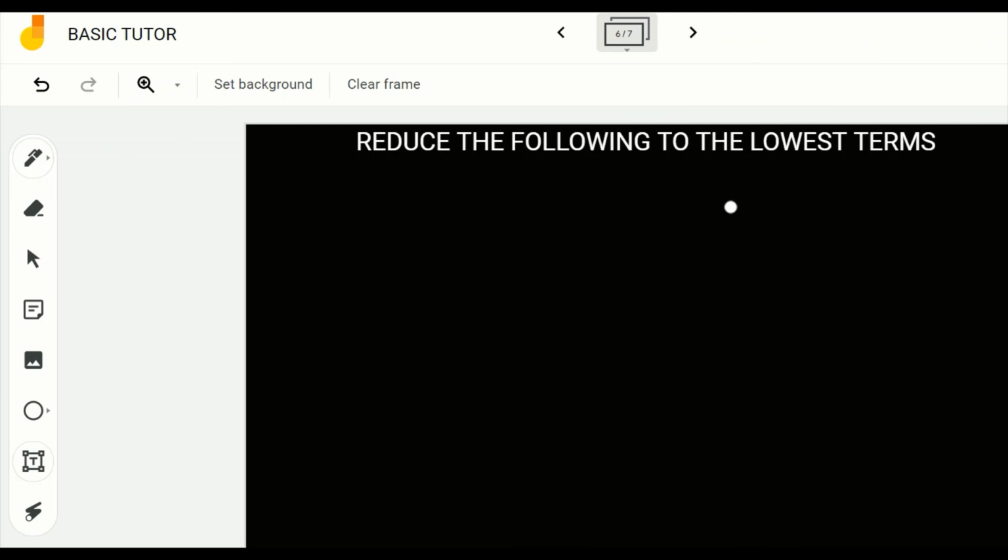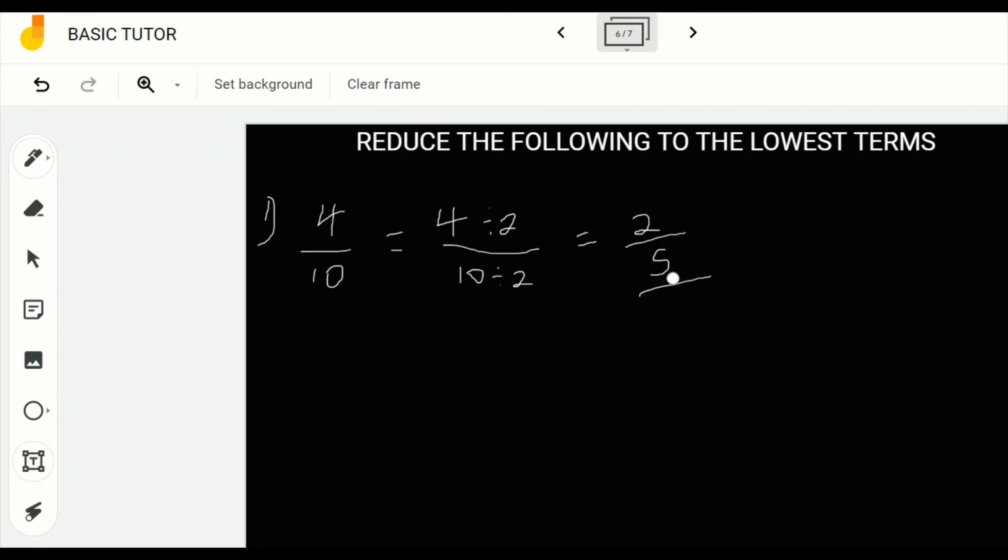Now, we can also reduce a fraction to the lowest term. For example, I have 4 over 10. We can reduce this fraction to the lowest term. Now remember, for us to reduce a fraction to the lowest term, we have to divide the numerator and the denominator by the same number. Let's start with 2. So 4 divided by 2 over 10 divided by 2. So 4 divided by 2 gives us 2, and 10 divided by 2 gives us 5. So this is the lowest term because we cannot reduce this any further. So 2 over 5 is the lowest term for 4 over 10.